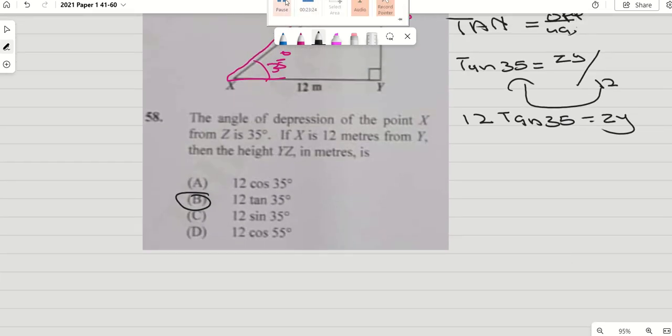So I don't know why there's not a 59 and 60, but this is the end of the January 2021 Paper 1, numbers 41 to 60.